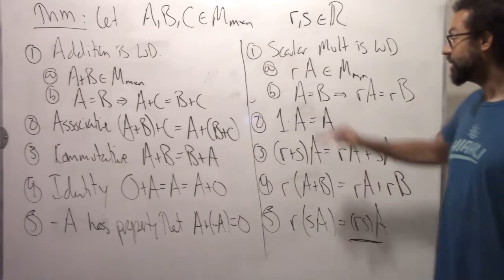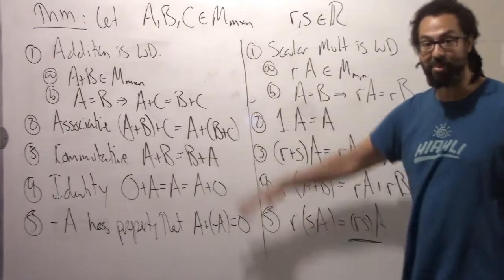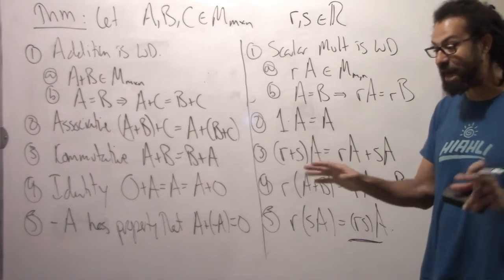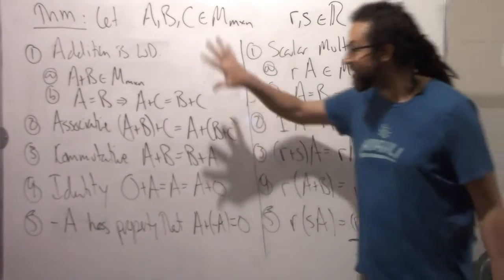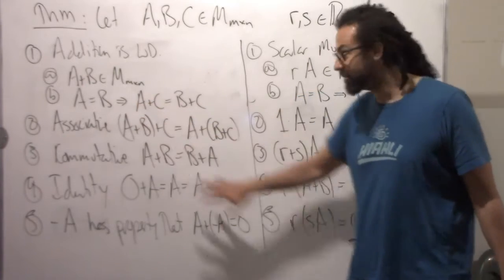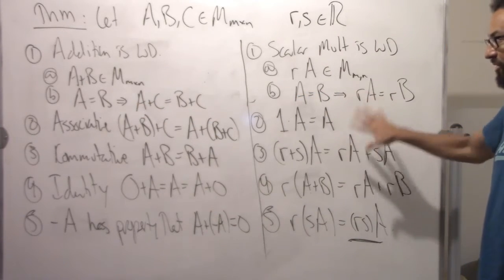At any rate, you need to memorize these 10 properties. They're all in the book. They're spread out in a couple theorems. I would just memorize them all together. 5 properties for addition, 5 properties for scalar multiplication.